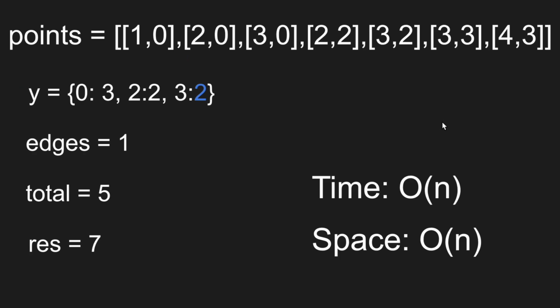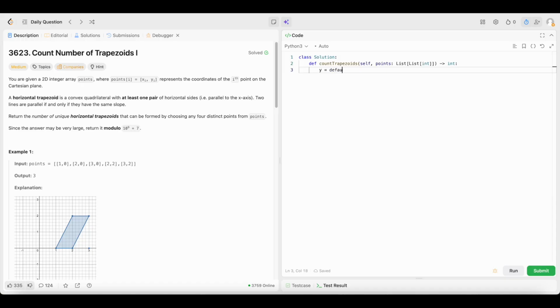So now let's get to the coding part. So first we will set the hash map called y, so default dict of int. And now we need to set this number mod because the answer may be very large, so we will divide by this number as said in the problem statement. And we will set result and total both to 0. And now we will loop through the points. So now we can group the y-coordinates in the y hash map.